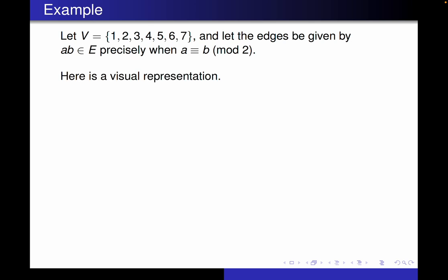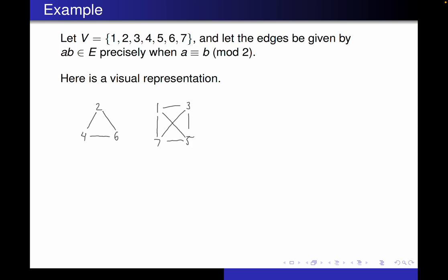So for instance, if you want to do a visual representation, if you had 2, what does 2 connect with? Well, 2 connects with anything that it is congruent mod 2 with, right? So for instance, 2 is congruent to 4 mod 2, so those are going to be connected. 4 is congruent to 6 mod 2, and 6 is congruent to 2 mod 2. Those are all connected. All the odd numbers are connected as well. 1 is congruent to 3 mod 2, 5 is congruent to 7 mod 2, 3 is congruent to 7 mod 2, etc.